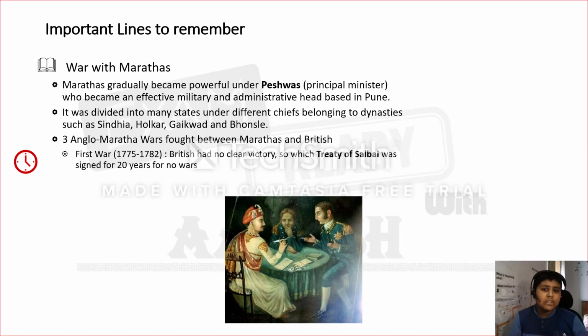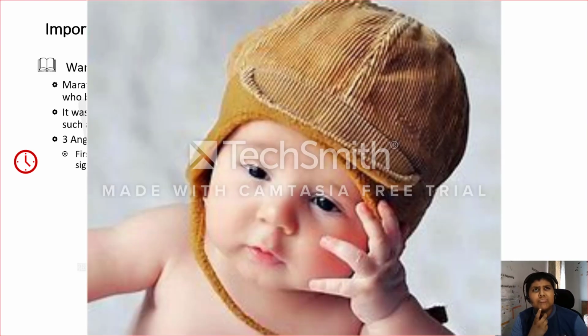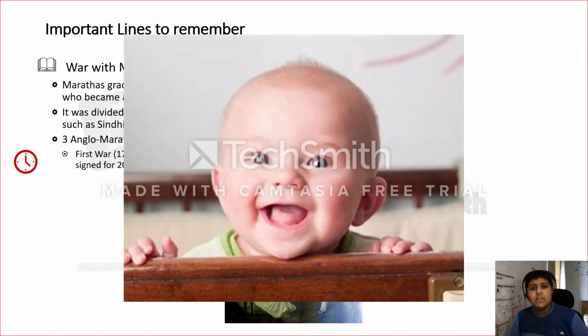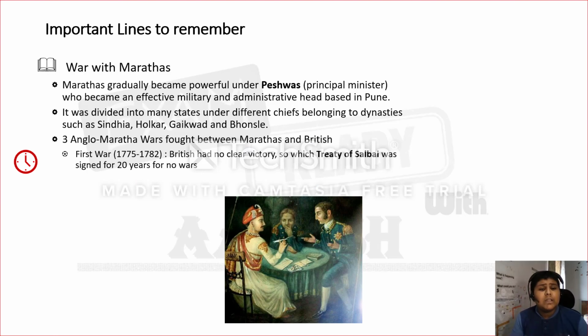In the first war, there was no clear victory for the British. Why do you think the British could not win? At this time, the Marathas were very powerful and the British were very smart, so they signed the Treaty of Salbai. What does the Treaty of Salbai mean? Oh yeah, I remember. A treaty means an agreement signed between 2 or more countries. So the British signed the Treaty of Salbai as a peace agreement between the Marathas and the British for 20 years. In this time, the British became very powerful and prepared themselves.